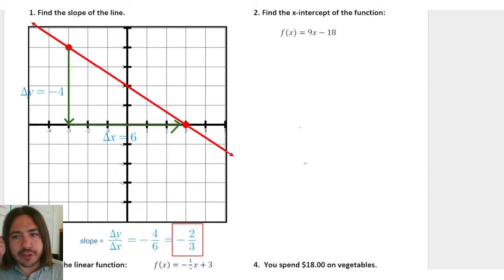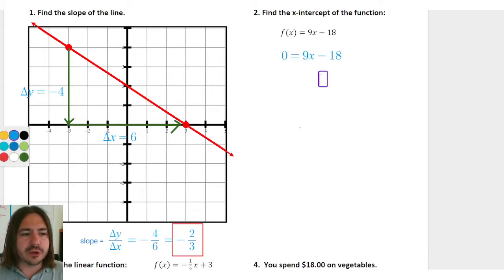For number 2, we're looking for the x-intercept of the function, and if you're looking back at number 1, the x-intercept, and we're just going to use this as a little visual, is the point at which you're crossing the x-axis. So in number 1, the x-intercept would be at (3, 0). But no matter where it is, wherever the line hits the x-axis, for every point on the x-axis, the y-coordinate is 0. So the strategy here is to plug in 0 for y, which, if you're using function notation, is just your f of x. 0 is going to be 9x minus 18. And then we're going to solve this for x, and that'll give us our x-intercept.